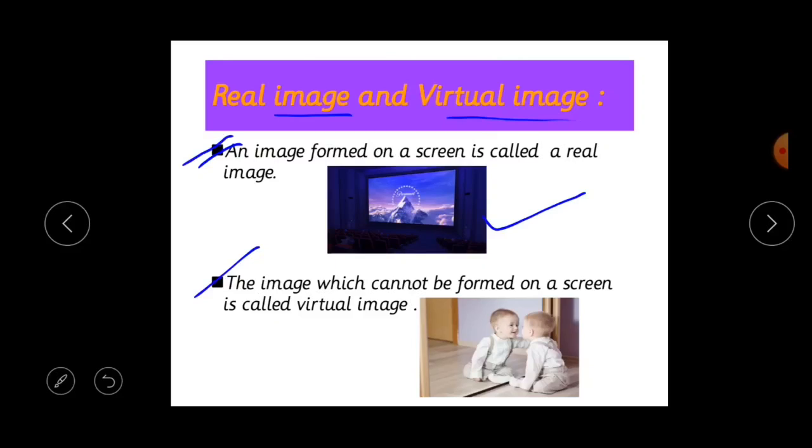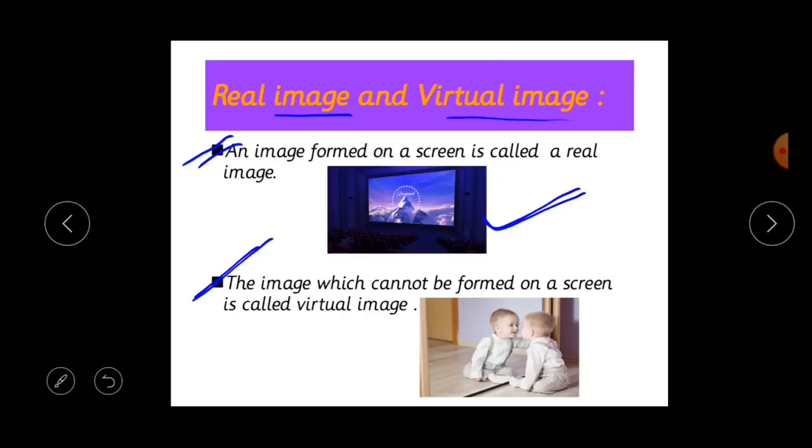And here first you can see real image. An image formed on a screen is called a real image. For example, cinema screen. You might have visited the cinema hall, right? So the images formed in a cinema hall are real images. Okay, and the virtual image means the image which cannot be formed on a screen is called a virtual image.